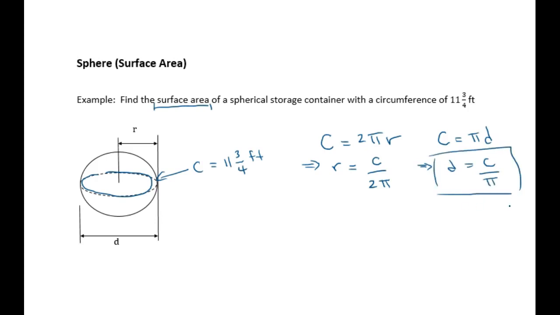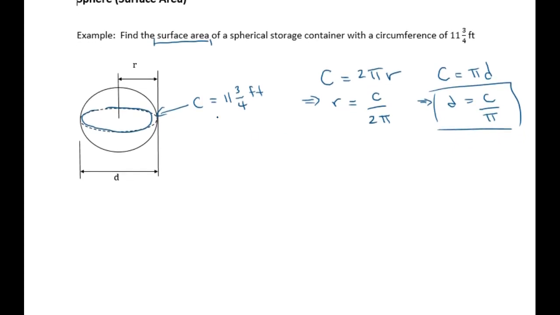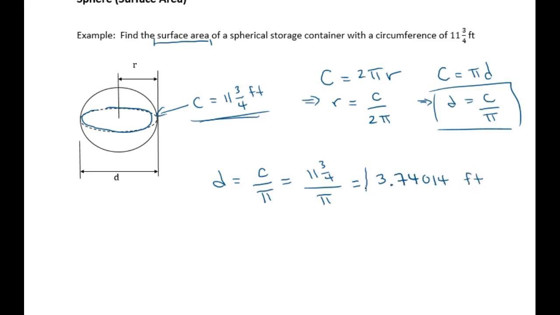I'm going to use this one. Again, you can use the radius formula, and you should get the same final answer. So I'm going to find my diameter given the circumference. Diameter is circumference divided by pi, so that's 11 3/4 divided by pi, and I'm going to put that into my calculator. Whether you use a fraction button or change that to 11.75, you can do that. You should end up getting a diameter of 3.74014, etc. feet.